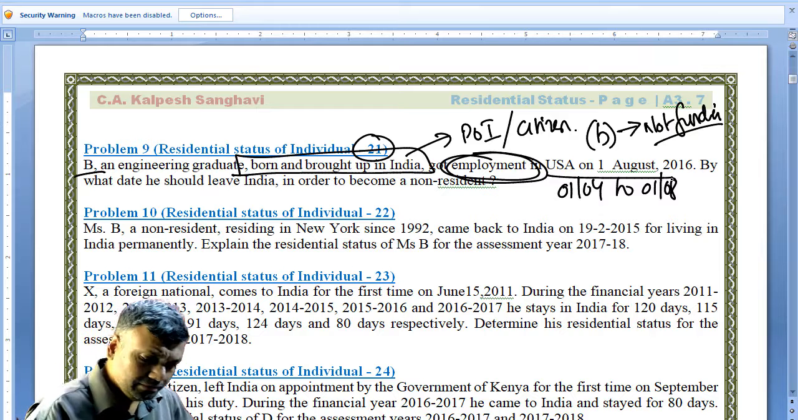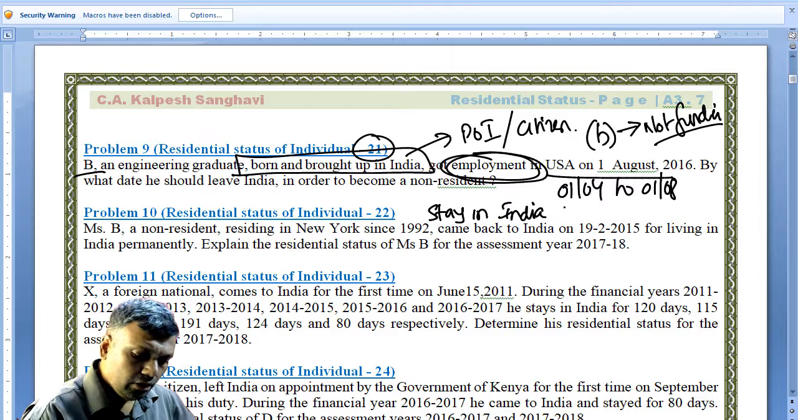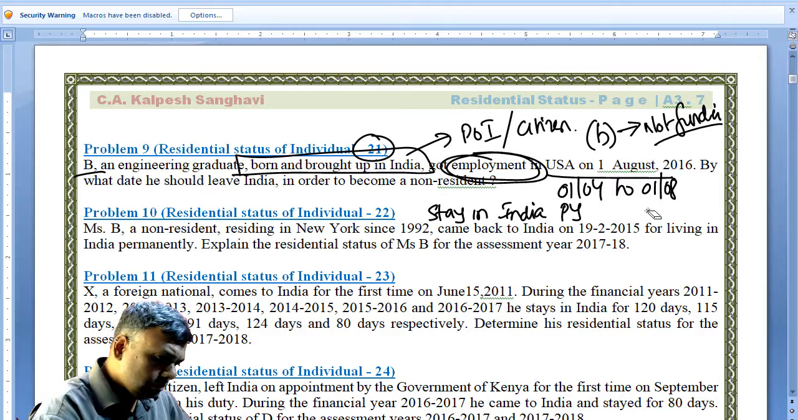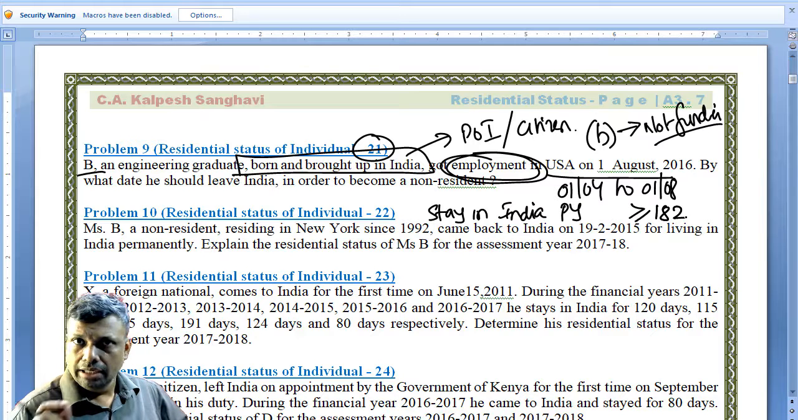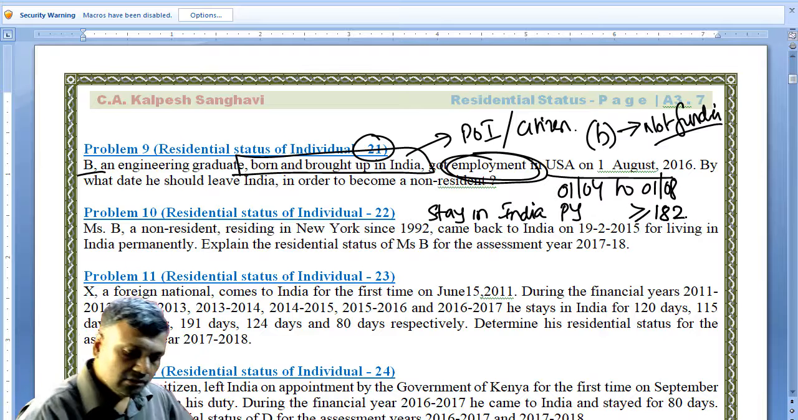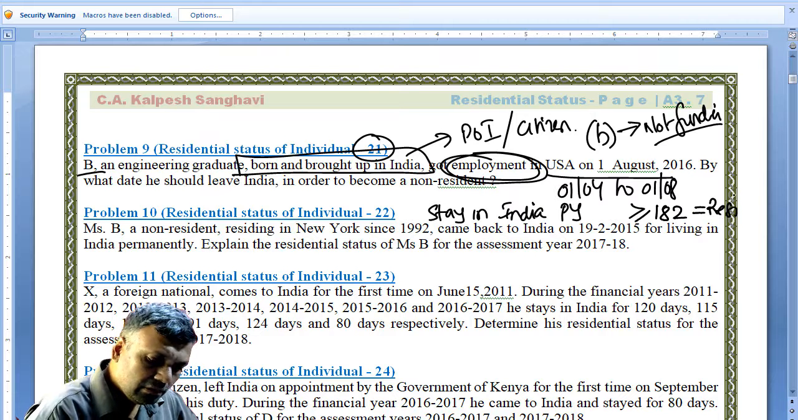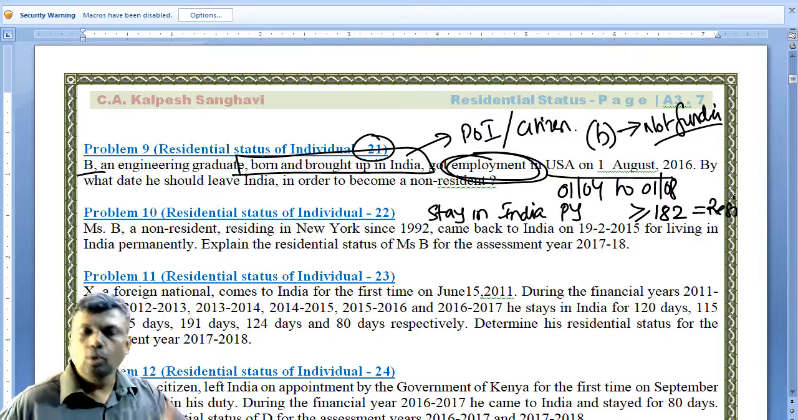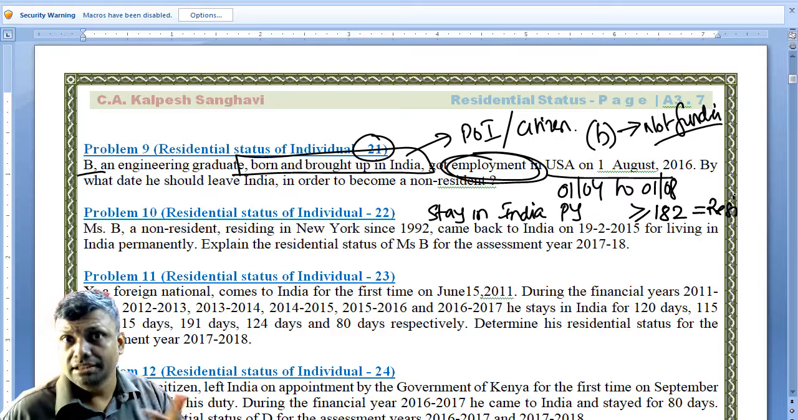See, I'm giving you some hint, okay? Just watch it very carefully. What is the condition? I'm just writing the condition. Stay in India during the previous year should be greater than or equal to 182 days. If you stay in India for 182 days, you will become resident. So this is going to give you the status of resident. But he doesn't want the status of resident. He wants the status of non-resident.